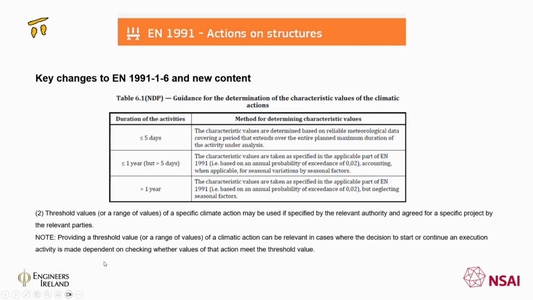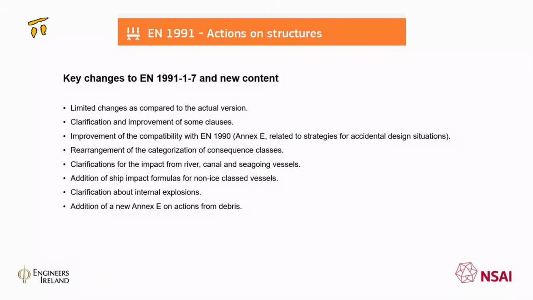EN 1991 Part 1-7, accidental actions. There's limited changes as compared to the previous version. There's clarification and improvement of some clauses. It's improved its compatibility with EN 1990 Annex E robustness, which relates to strategies for accidental design situations. So they've rearranged the categorization of consequence classes, and consequence classes are extremely important in terms of the accidental actions that have to be taken into account.